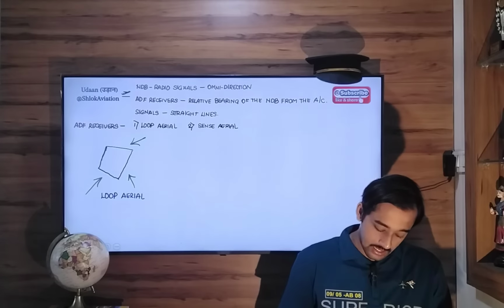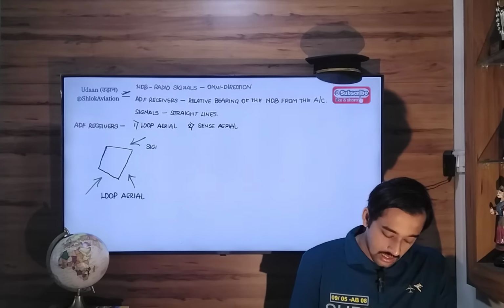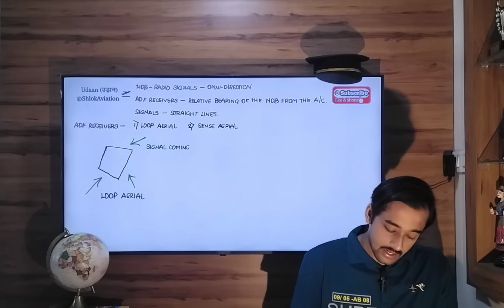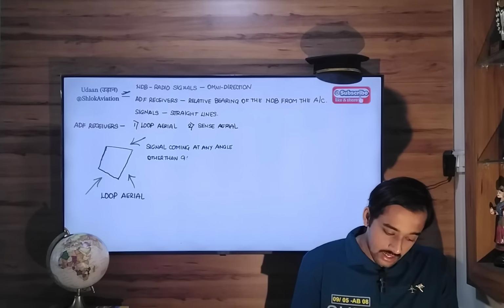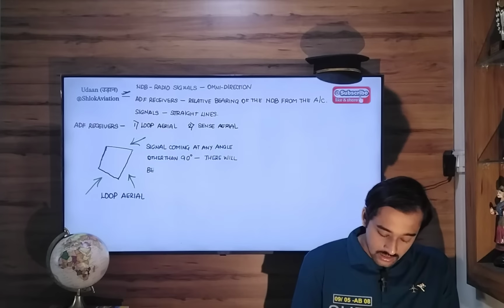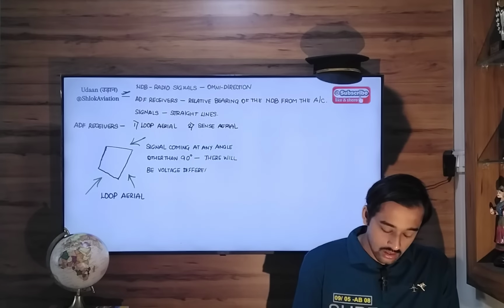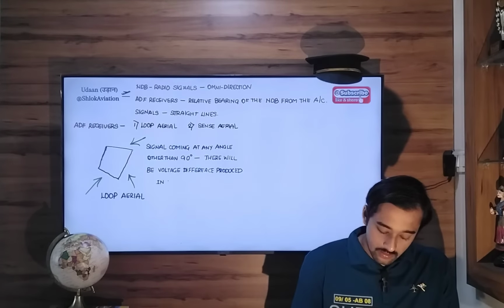So if any signal, I'm writing it here, signal coming at any angle other than 90-degree, there will be voltage difference produced in the loop aerial. Okay, this is one important point.